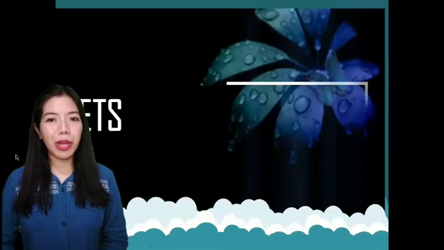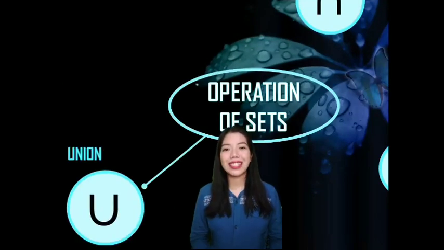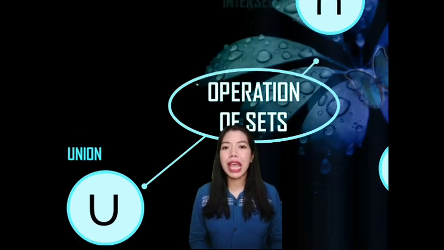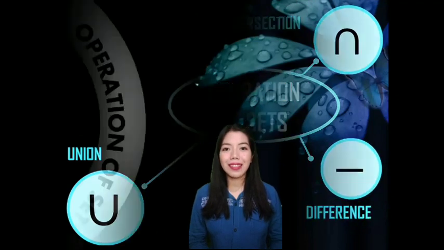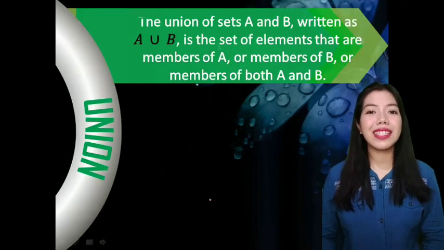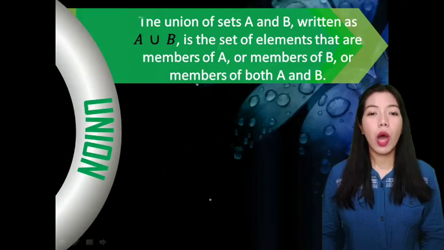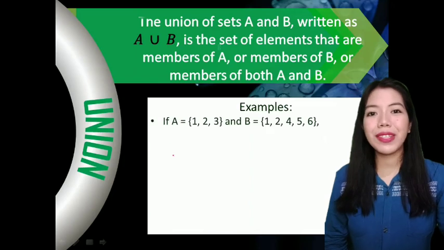Now let's talk about the operation of sets. There are 3 operations of sets, namely the union of sets, the intersection of sets, and the difference of 2 sets. The union of set A and B, written as A union B, is the set of elements that are members of A, or members of B, or members of both A and B. Let's take a look at some examples.